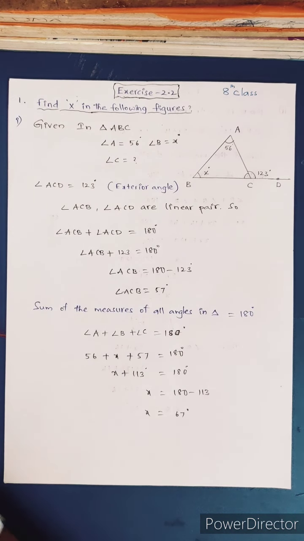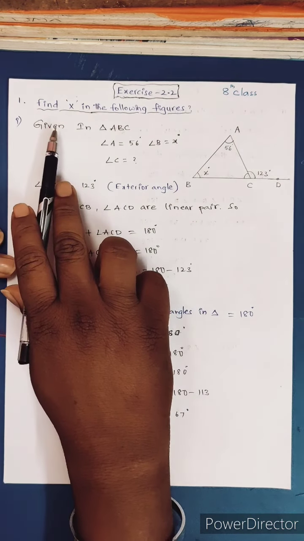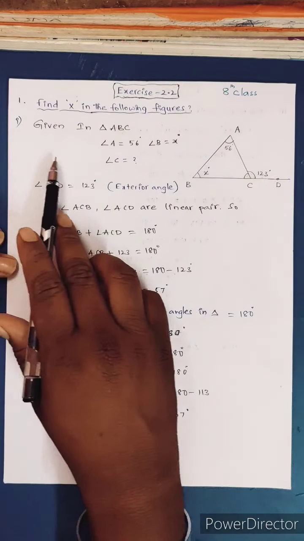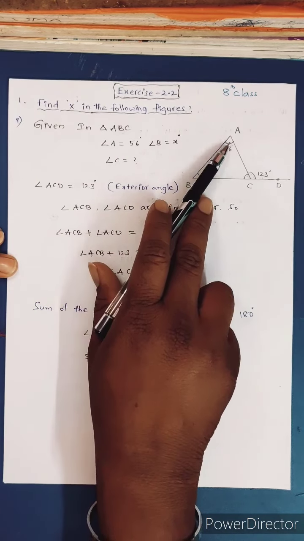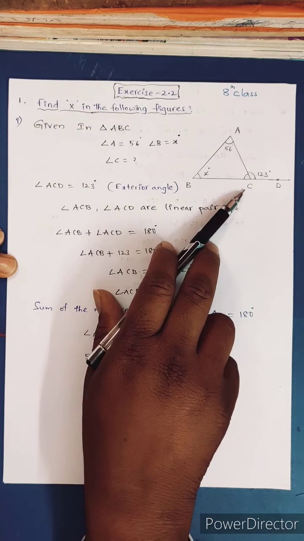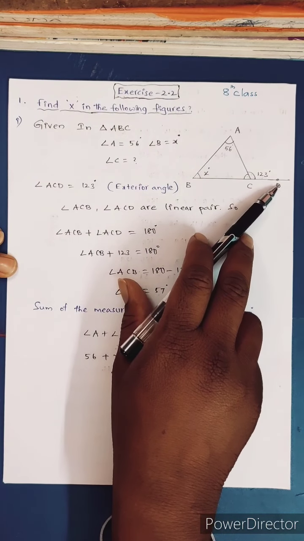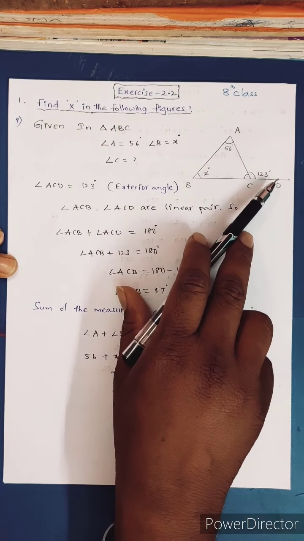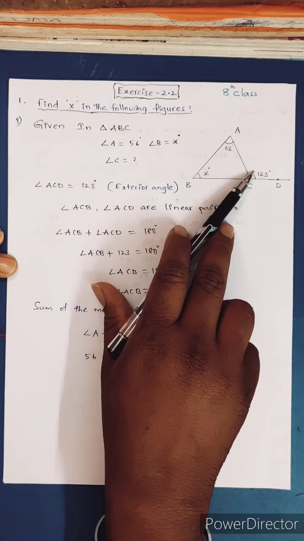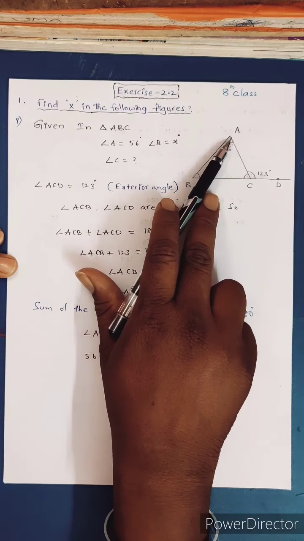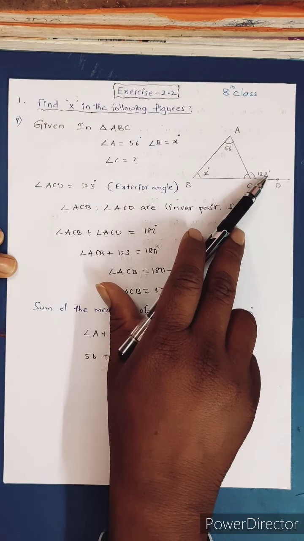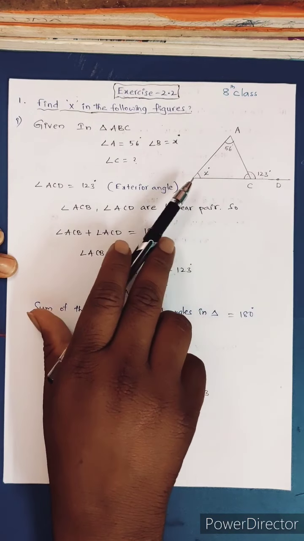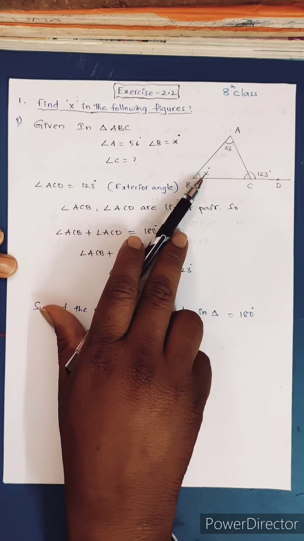Hi everyone, these sums are from the chapter Linear Equations in One Variable, Exercise 2.2, first section. Find x in the following figures. Observe this diagram. ABC is a triangle and BC is extended to point D. The exterior angle of this triangle, angle ACD, is 123 degrees. We are asked to find the value of x.